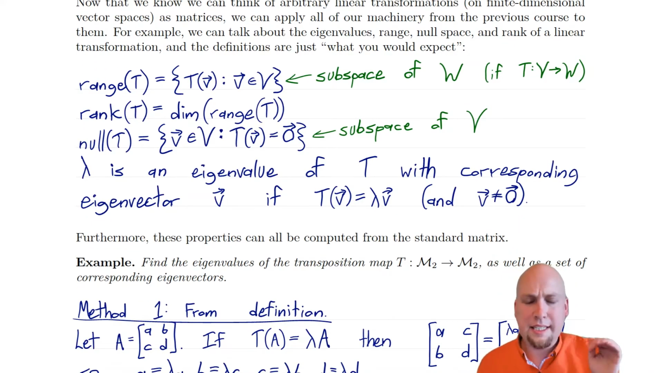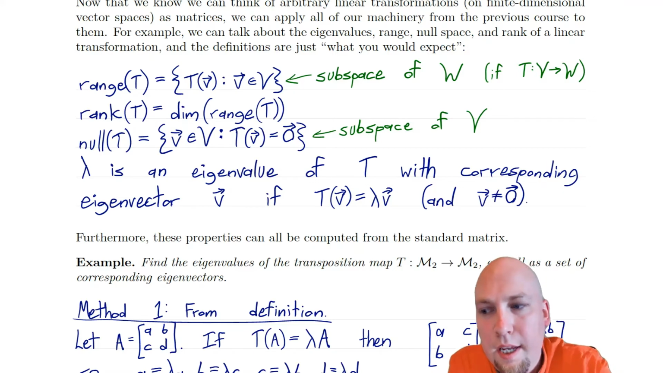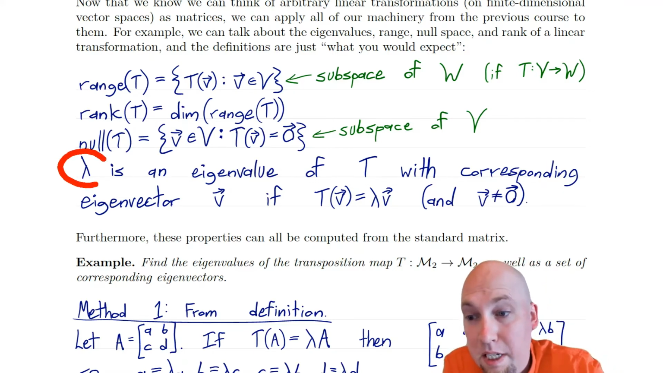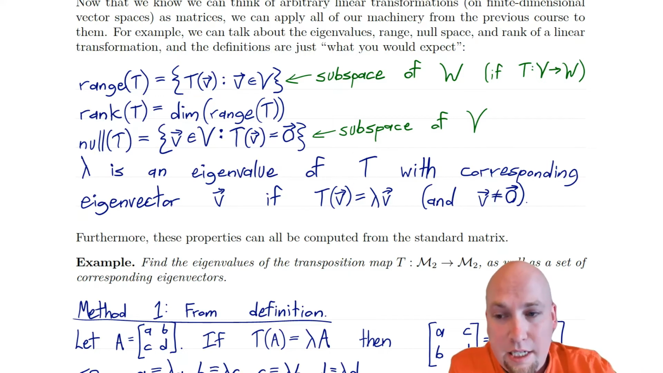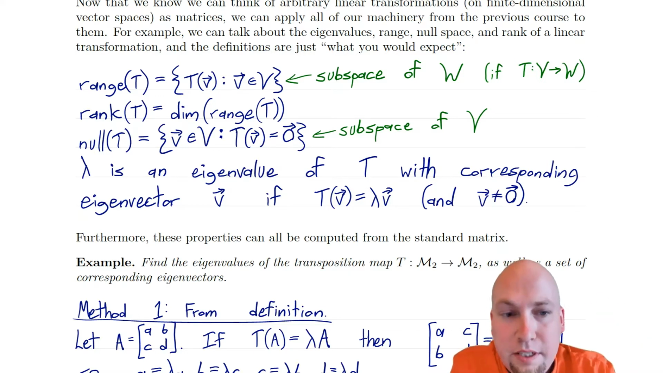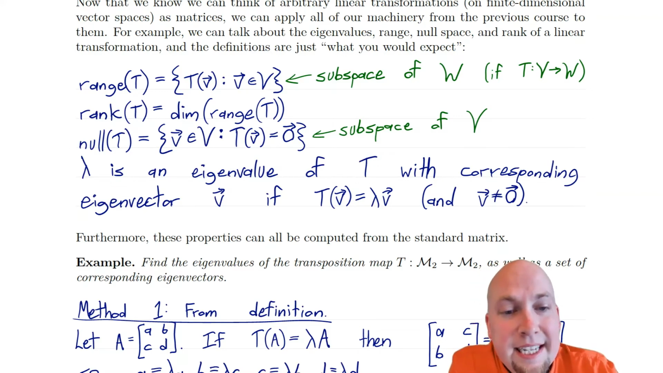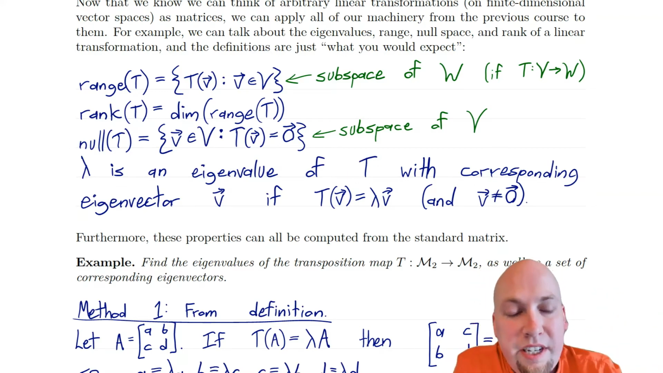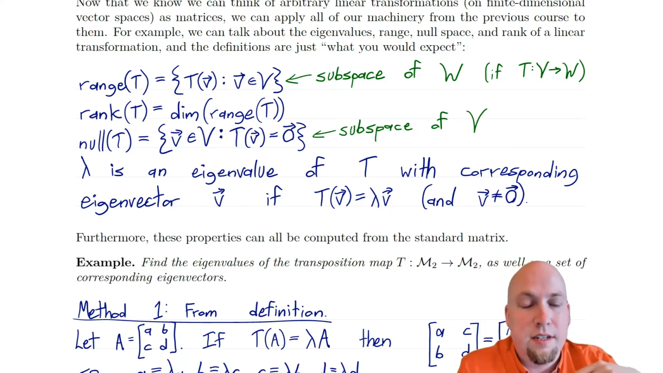All right, and then the last property of linear transformations that we're going to introduce right now is eigenvalues and eigenvectors, okay? And again, exact same idea as it was for matrices. So we're going to say that lambda, some number that lives in whatever field the linear transformation T is acting on, so whatever the ground field is, is an eigenvalue of T if there's some non-zero vector v such that T of v equals lambda v, okay? And this non-zero vector v is called the corresponding eigenvector of lambda.